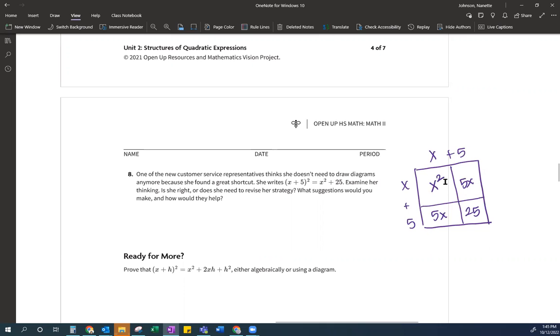So can you write this out for me? So I see x plus 5 squared. Add this up with me. I have x squared, right? And then I have 5x plus 5x. What's 5x plus 5x? Yeah, it's 10x. And then I have this 25. So plus 25. So my question is, is this the same as this?